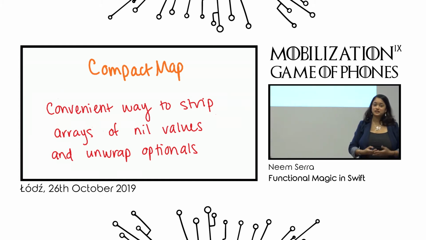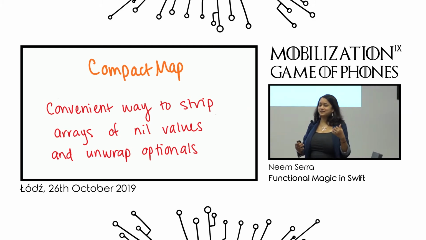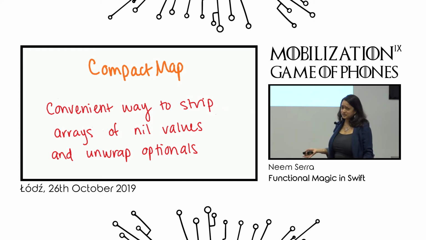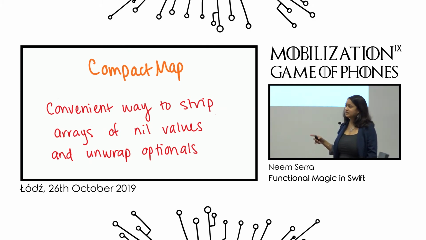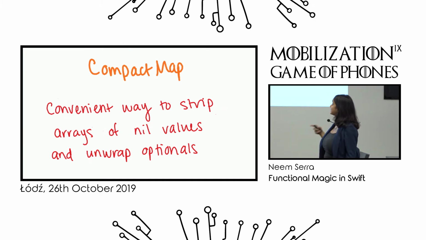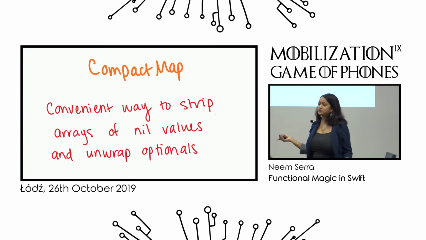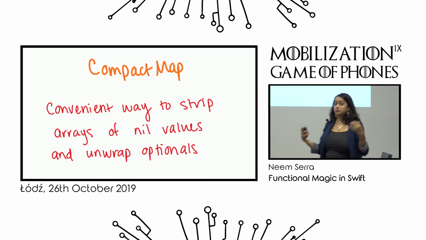Compact map is actually the most useful version of the old flat map. They renamed it to compact map because flat map was really confusing. Compact map has a lot of roots in Ruby and other languages, so that's why they named it this. This came out in Swift 4.1, and it is a convenient way to remove optionals and remove nils from an array or a dictionary.